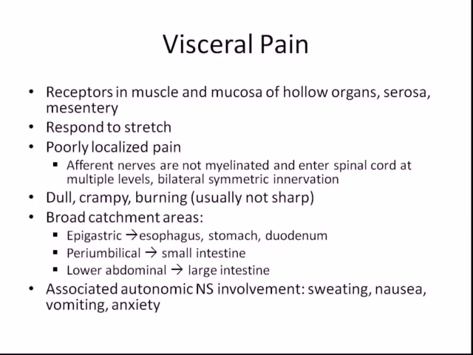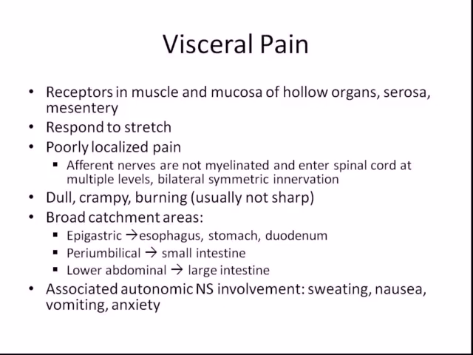I do want to talk about the pathophysiology of abdominal pain with a focus on the 3 kinds of abdominal pain: visceral, parietal, and referred pain. Visceral pain is sensed by receptors in muscle and the mucosa of hollow organs, serosa, and mesentery, and they respond to stretch. Stretch results in poorly localized pain, and this is because afferent nerves are not myelinated and enter the spinal cord at multiple levels, oftentimes with bilateral symmetric innervation.